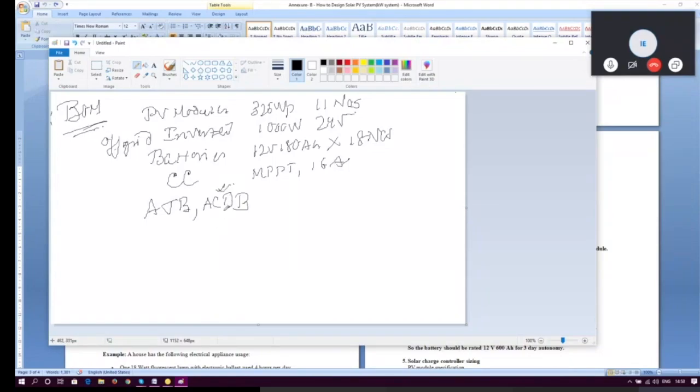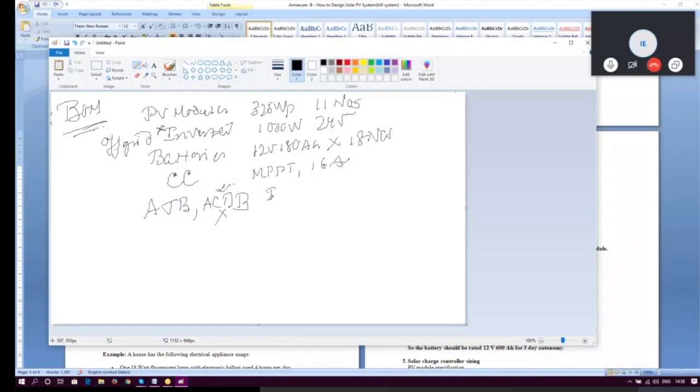It is only required for AC loads. If not, it won't be required. Again repeating, ACDB will only be required if you have AC loads, otherwise it won't. Same case for the inverter. The inverter would only be required in case of AC loads, otherwise not. AJB is the protection device that we have already discussed.